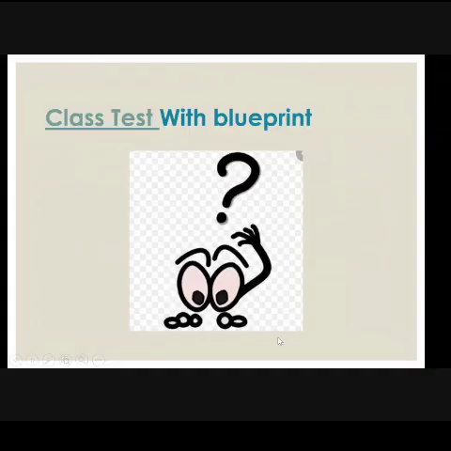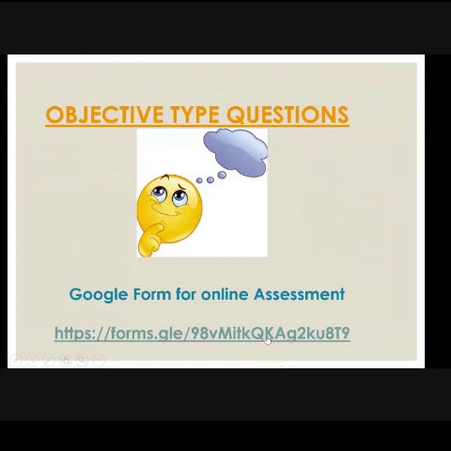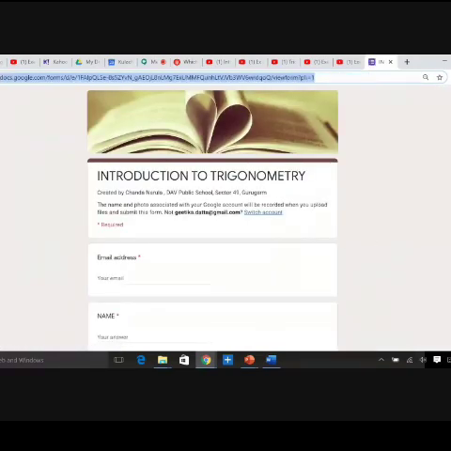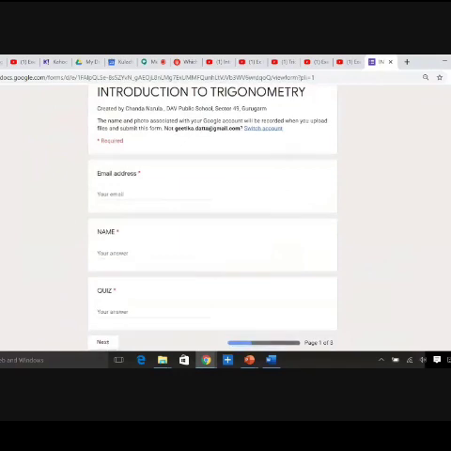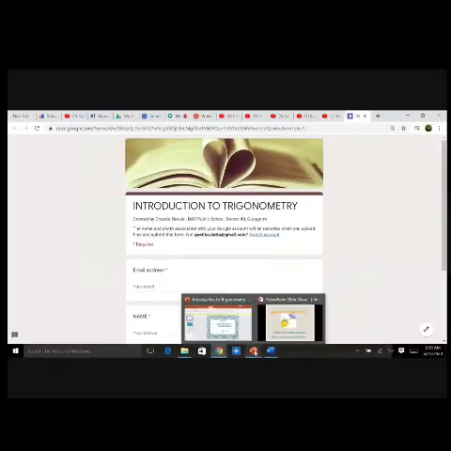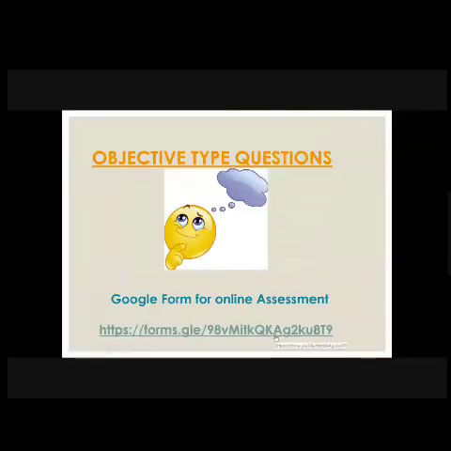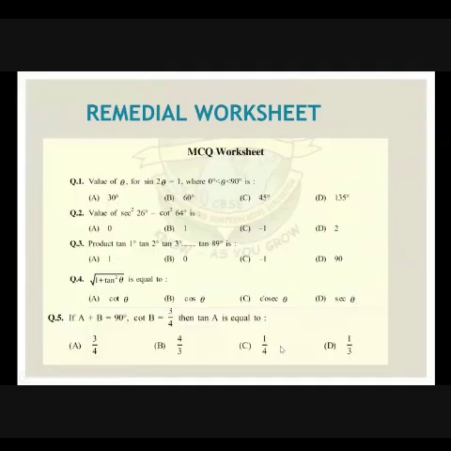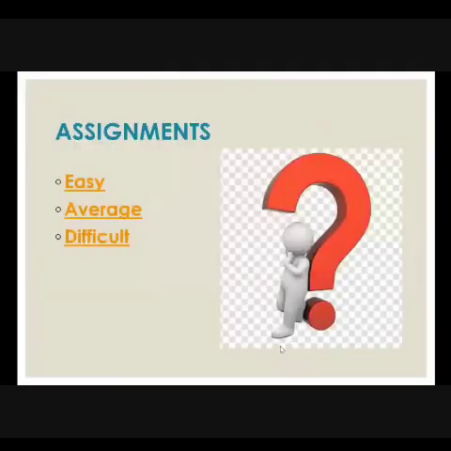Next, we have the objective type question. There's a Google assessment form that we have made on the topic of trigonometry. There are 20 questions in it. You can see this. After filling it up, you can go on. Thank you, Chanda ma'am, for this Google form. Thank you so much. Remedial worksheet, MCQ worksheet. This again I have taken from the CBSE manual.